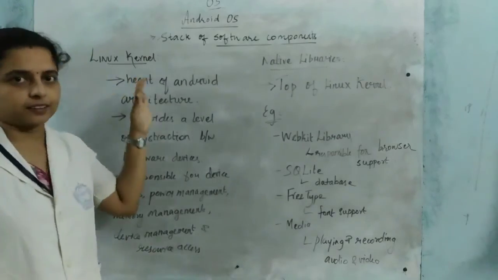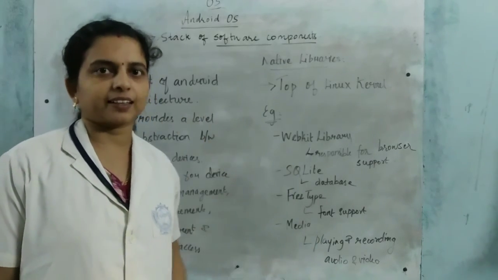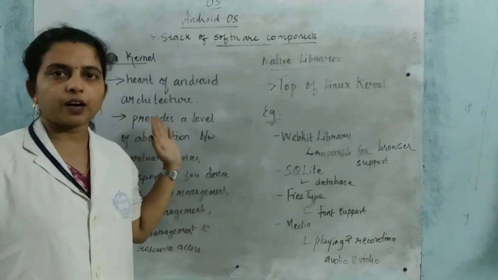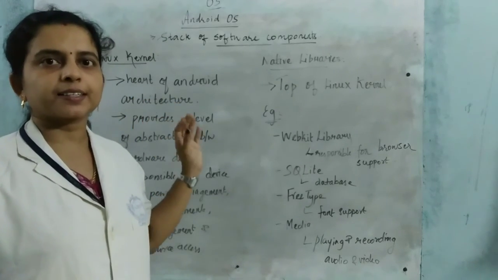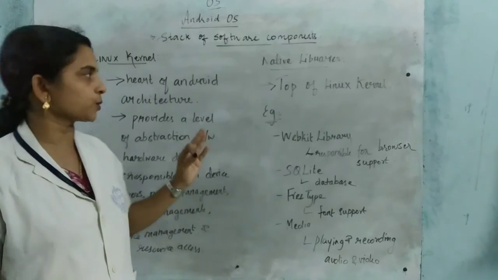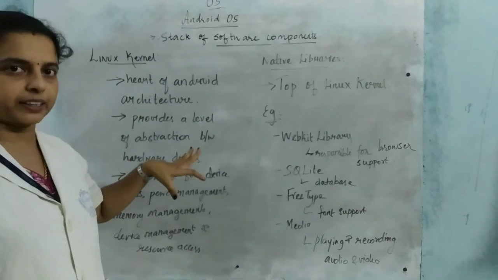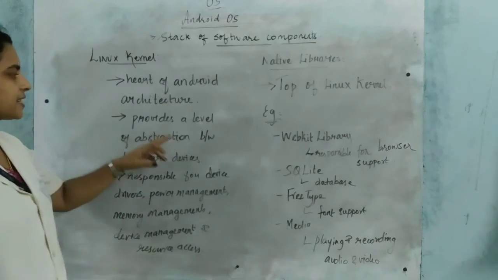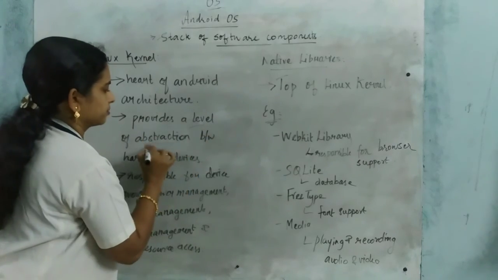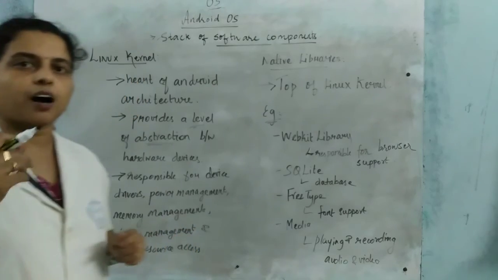Let's start with the Linux kernel, which we have seen in the architecture. It is the first base layer, and it is the heart of the Android architecture. We all know that for an operating system, the kernel is the heart of the operating system, right? So here also the Linux kernel is the heart of the Android architecture. It provides a level of abstraction between the hardware devices.